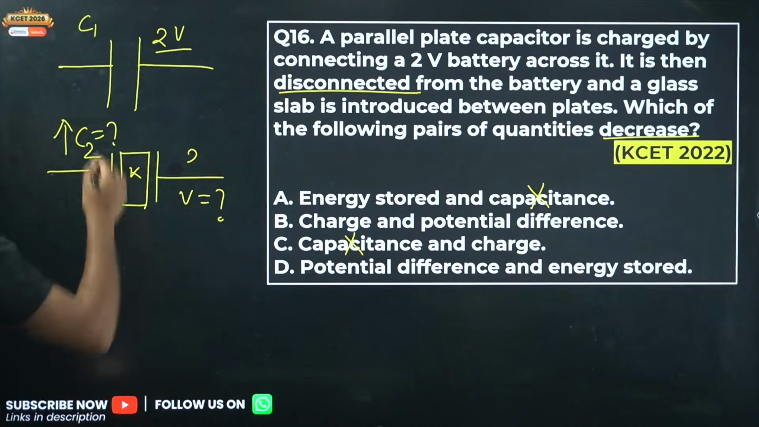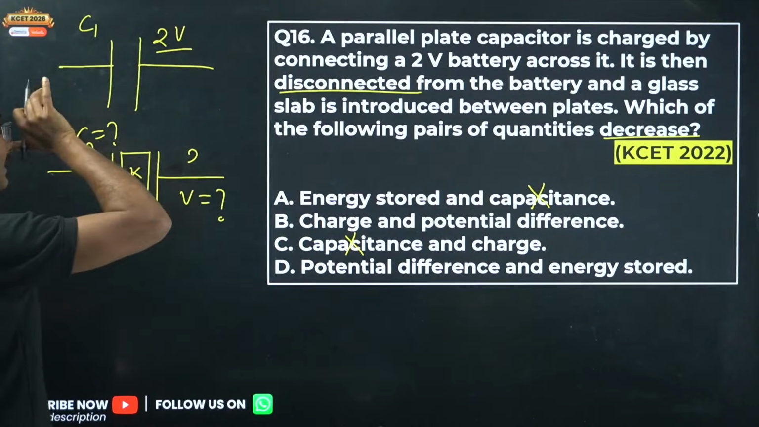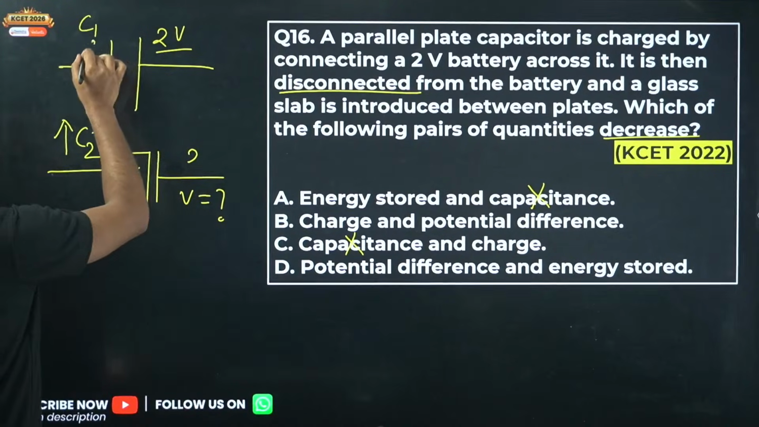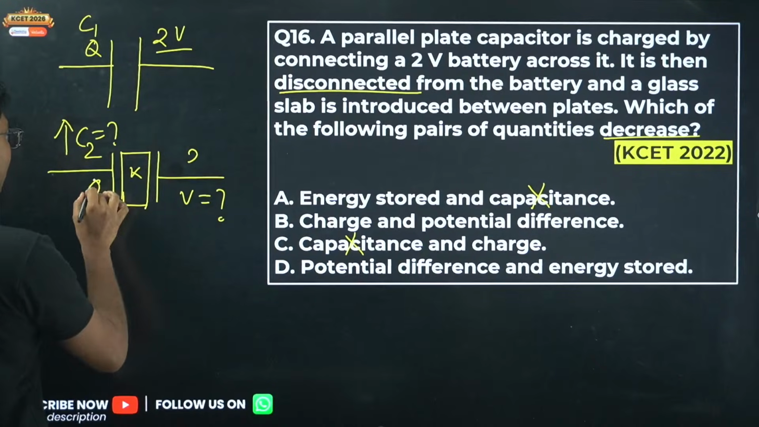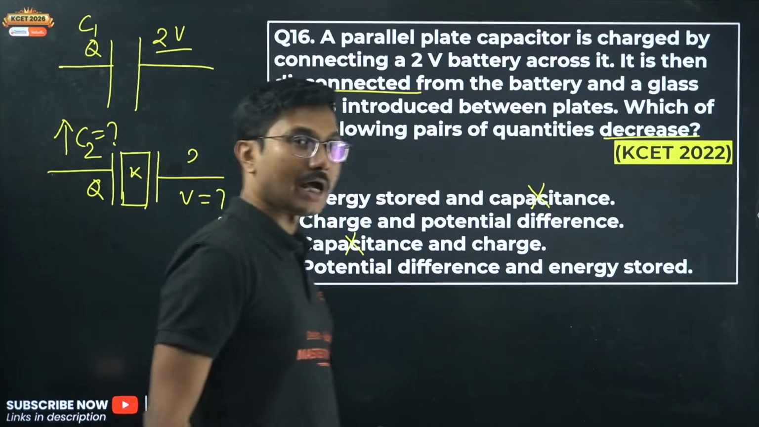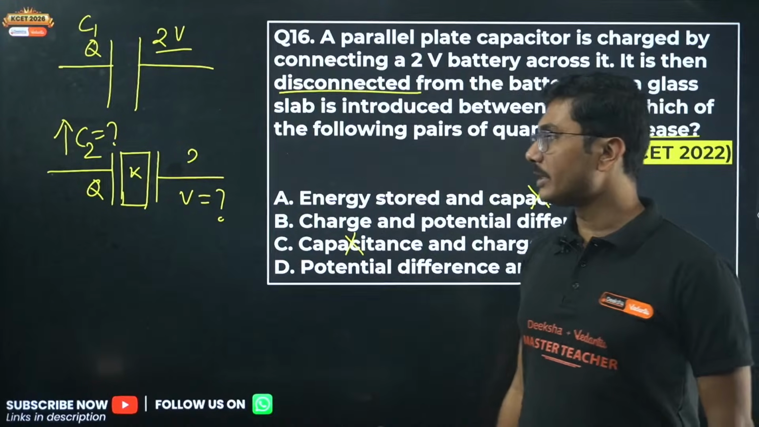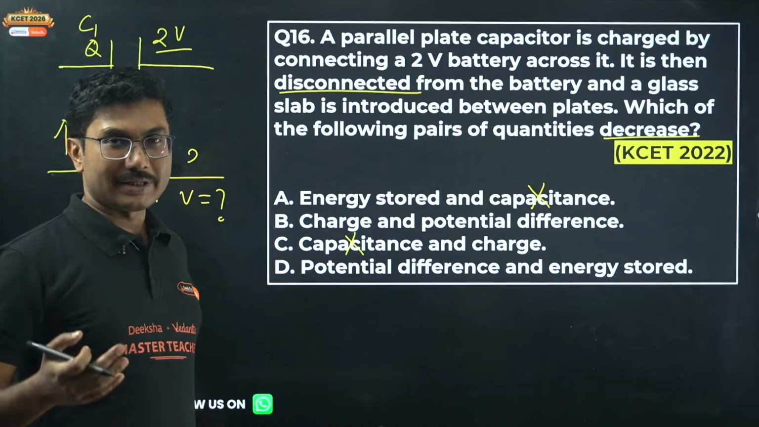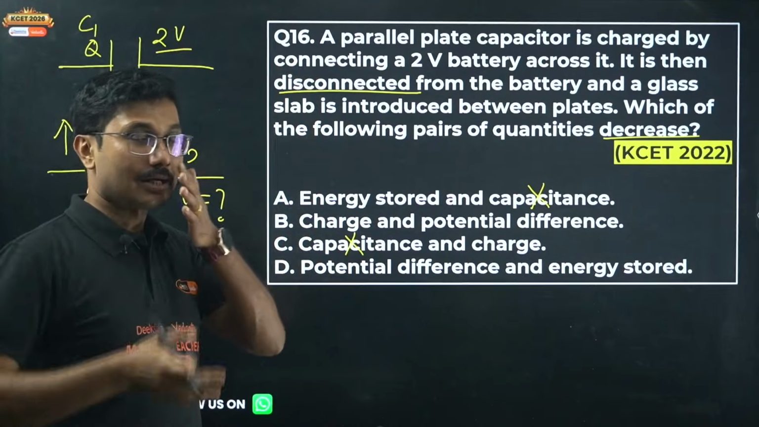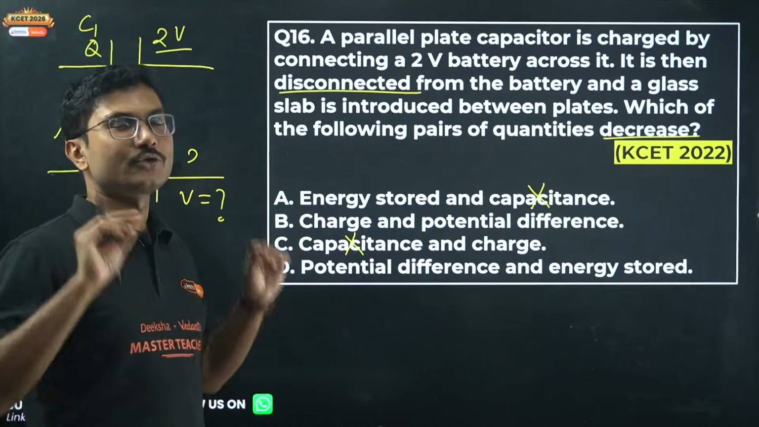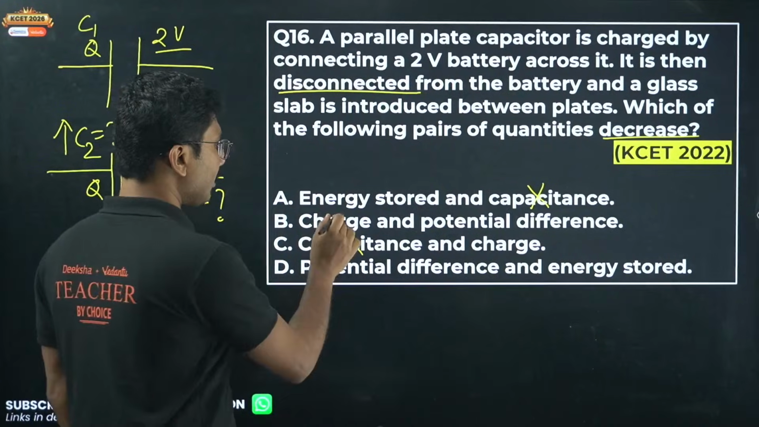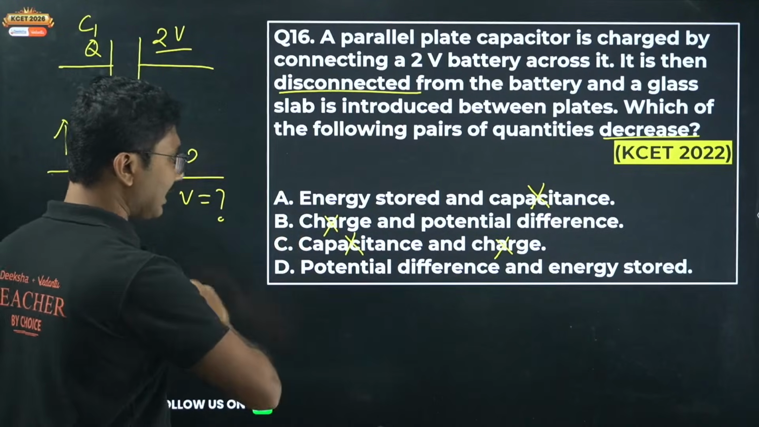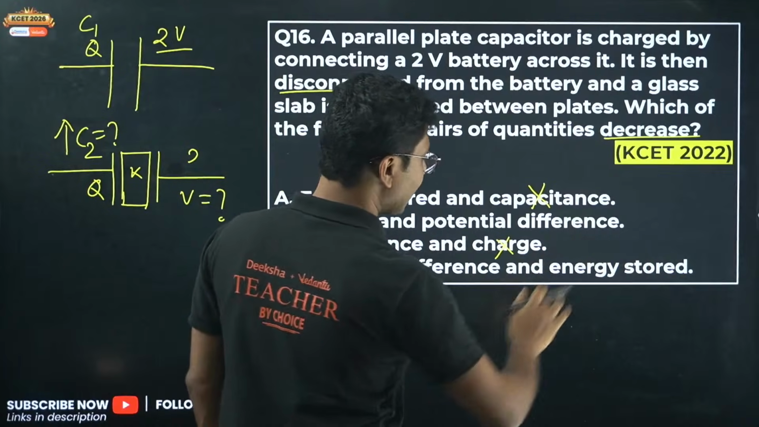What else? We know that once you charge the capacitor, it is an isolated system. So isolated system means conservation of charge is also there. So the total charge of the capacitor should also remain constant. Charge should not decrease or increase. Charge should remain the same. If the capacitor is charged, you disconnected it, you added a glass slab, it does not matter, the charge should remain same. So charge is also not part of the correct answer. So option A, option B, option C are eliminated. Potential difference and energy stored are decreasing.